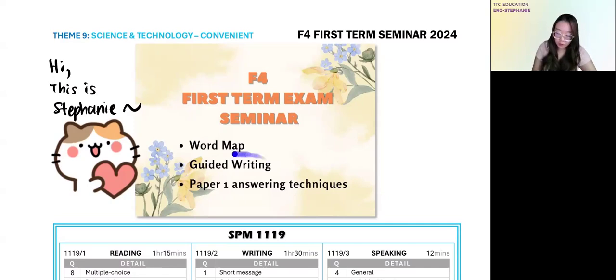After that, we will focus on our guided writing, which is your Paper 2, Part 2. Then we will look into our Paper 1 answering techniques. I will also bring you some Paper 2 model paper sample questions to show you the format you need to take note of. Paper 1 we will not do now in class, but I will tell you, for each of the 5 sections, the tips and tricks you need to take note of.